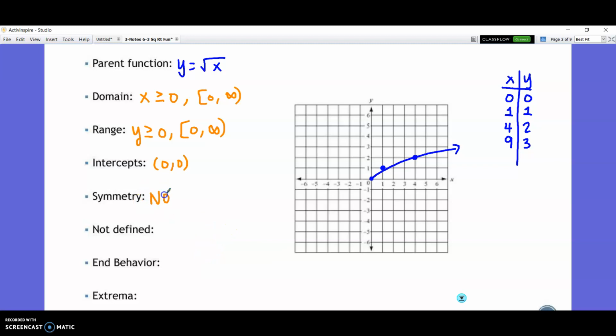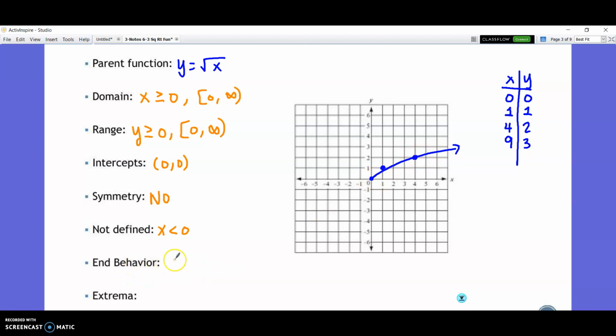There is no symmetry here. There's no line of symmetry. I can't cut this graph anywhere. It's not defined when x is less than 0. It's only defined when x is 0 and more than 0.